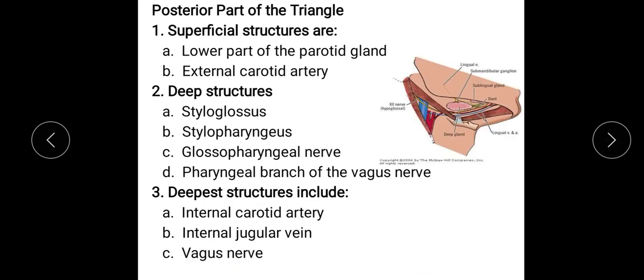Then in the posterior part of the digastric triangle, the superficial structures are the lower part of the parotid gland and the external carotid artery. This one is the external carotid artery going into the digastric triangle. The deep structures are styloglossus muscle, stylopharyngeus, glossopharyngeal nerve, and the pharyngeal branch of the vagus nerve. The deepest structures are internal carotid artery, internal jugular vein, and the vagus nerve.